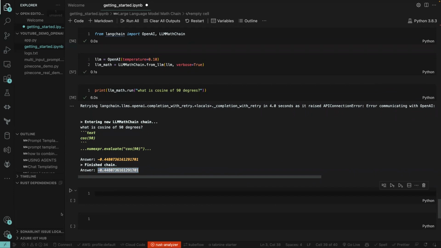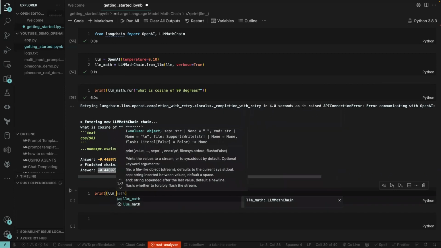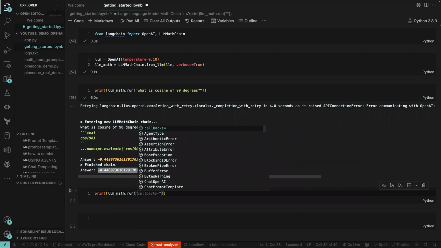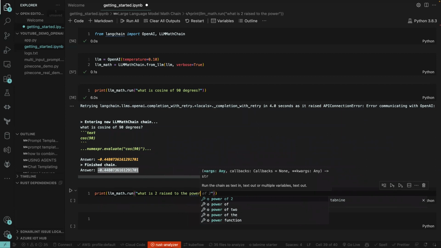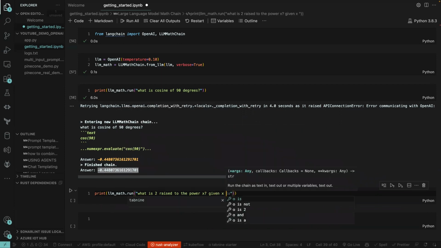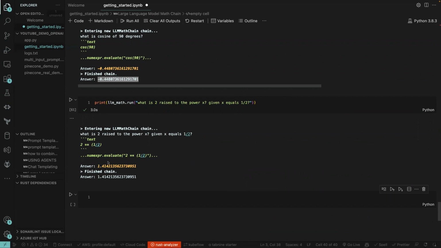So let's look at another one. We're going to say print llm_math.run. What is 2 raised to the power x, given x equals 1/2? That is our question to the LLM. You see, 2 to the power half is almost like taking the square root of 2.